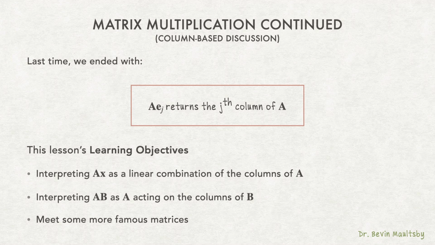And what we ended with was this boxed statement I have here, saying that if you take a matrix A and multiply it by a standard basis vector, the result will be the jth column of the matrix A. So let's pick up right there where we left off. We will use this fact to better understand how we can think about a matrix multiplying with a vector. That will lead to another way to think of the product of two matrices. And at the end, we will actually return back to this fact to put together some kind of famous celebrity matrices, if you will.